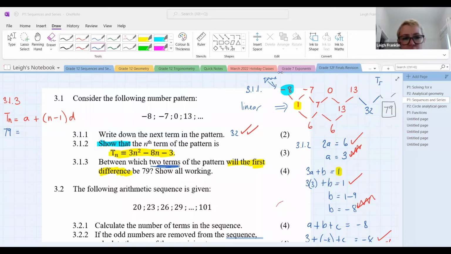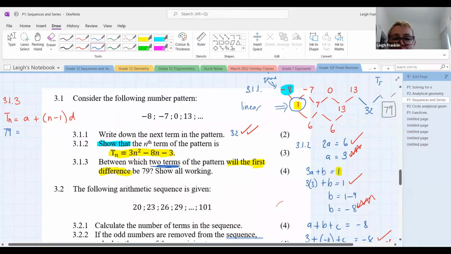Okay, they want N. Between which two terms means they want the N from us, which means we need to know what A is. What would A be equal to in this case? A is equal to 1. Remember, we're working with our first differences. So A is equal to 1. That is the first term of our first differences.